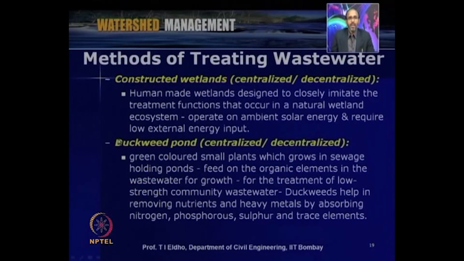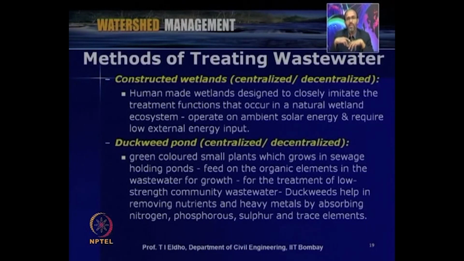Then the other kinds of conventional treatment include constructed wetlands. So, this also can be centralized or decentralized systems. Constructed wetlands are actually a human-made wetland designed to closely imitate the treatment functions that occur in a natural wetland. So, just like what is happening within an ecosystem.